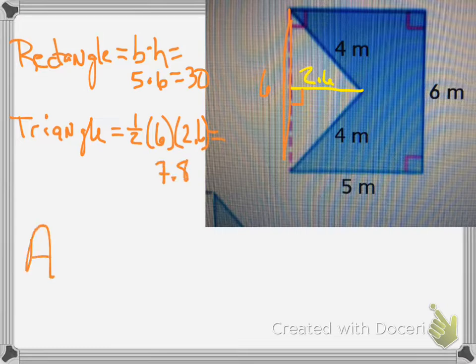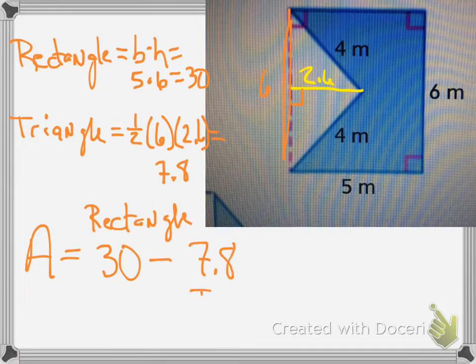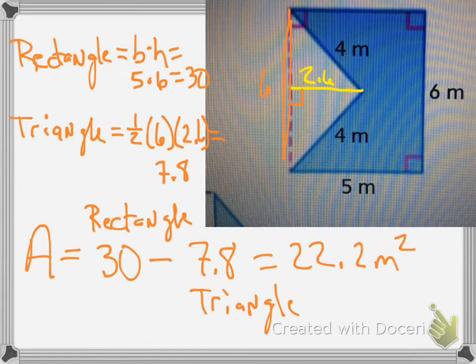Since the triangle is taken out from the rectangle, this time I got to subtract. I don't add. So I would subtract, and then when I do that, I would find out that the shaded area, the area of the composite figure, is 22.2 meters squared. Give or take a decimal or two because it depends on round-off error.